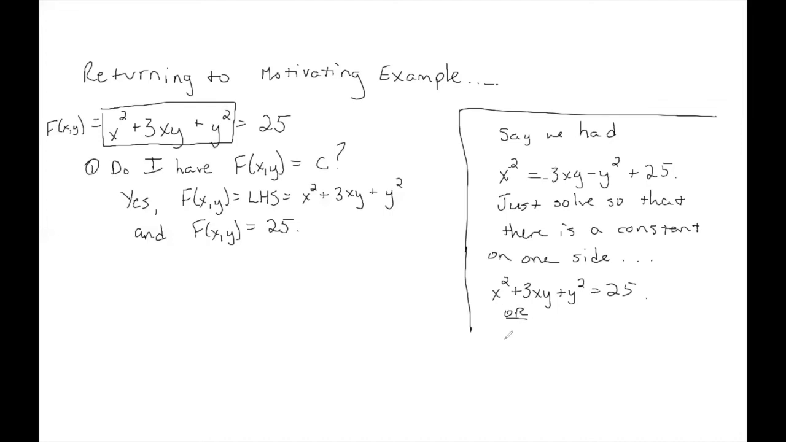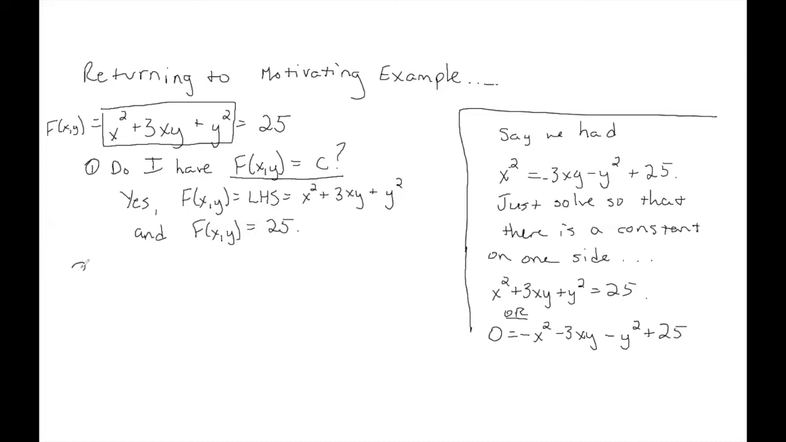Or you could even bring the x squared over to this side, because then I would have 0 on one side, and 0 is certainly a constant. In either case, I have different f of x, y's, but the answer still comes out exactly the same. If you're ever uncomfortable, just make sure that 0 is on one side, and you'll always be safe. But this has to be true in order to apply that shortcut rule.